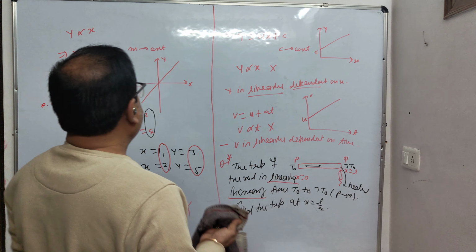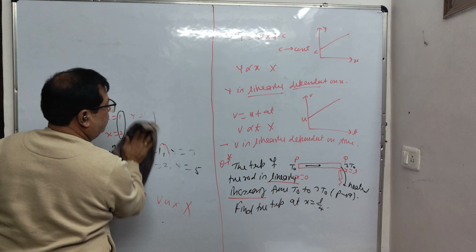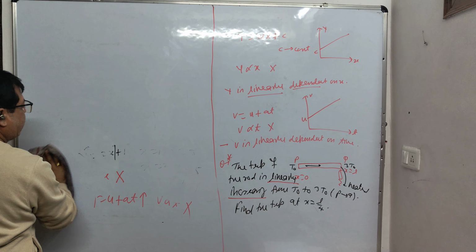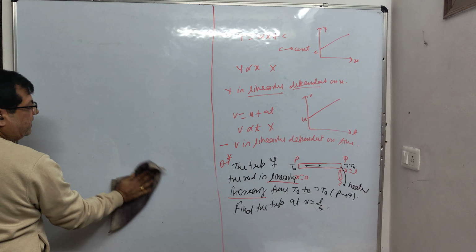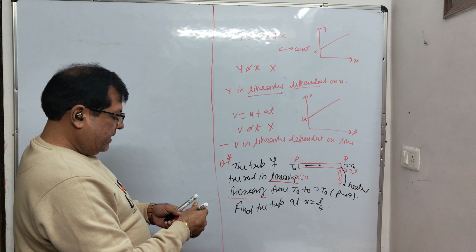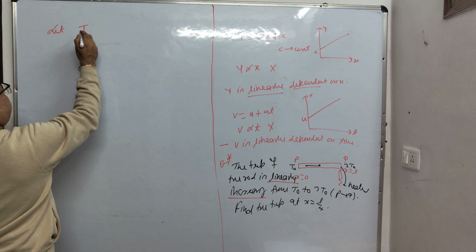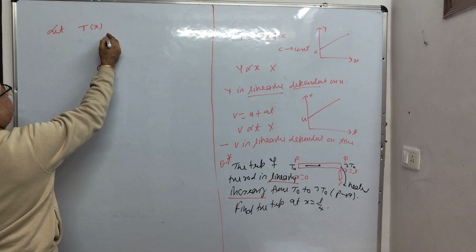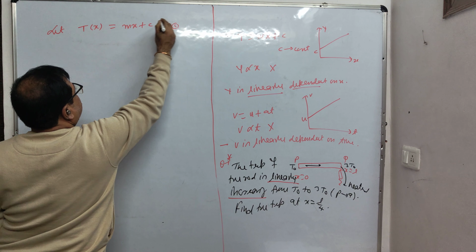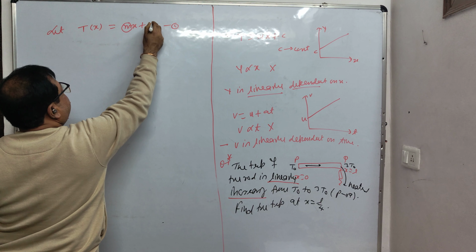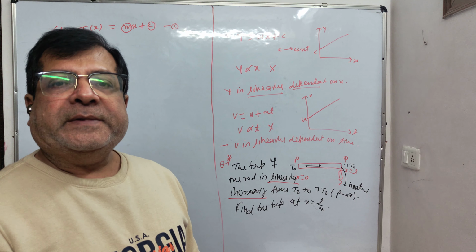So from the concept which I have just taught you, the same concept we are using at this point, and then we can very easily find the answer. So let t, which is a function of x, be equal to mx plus c. So if I am able to find out the value of m and then the value of c, we can solve the problem.